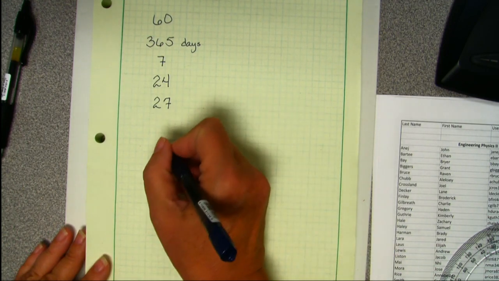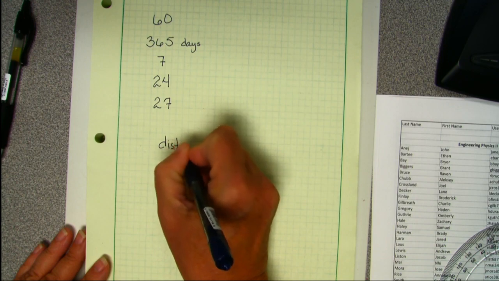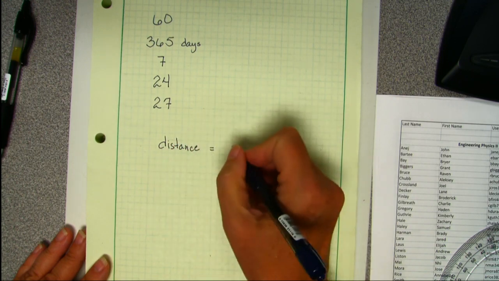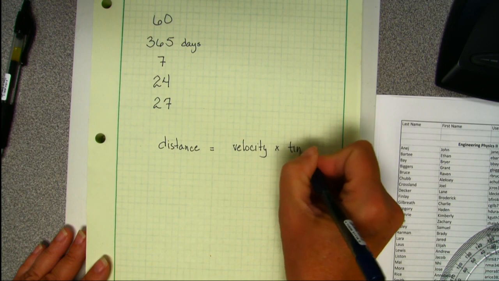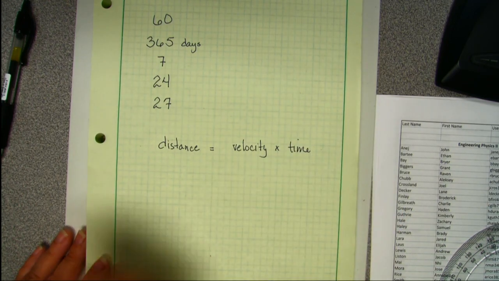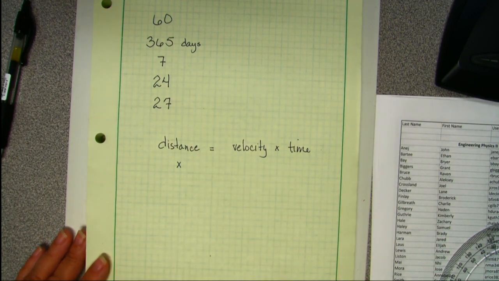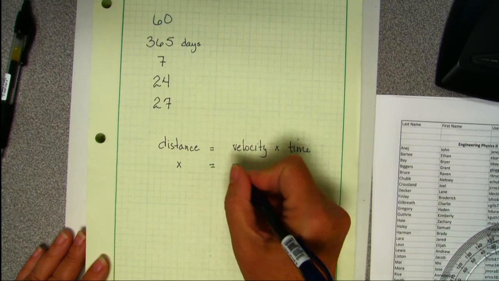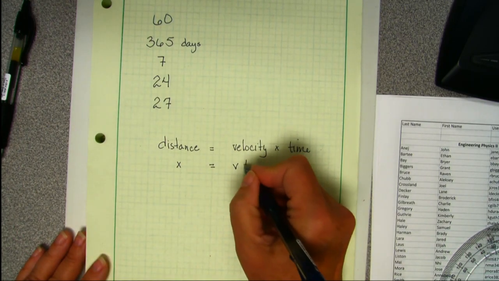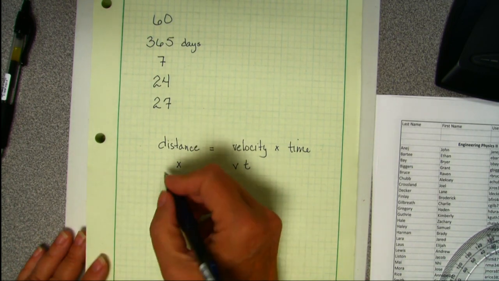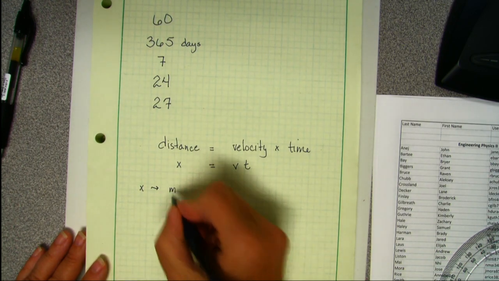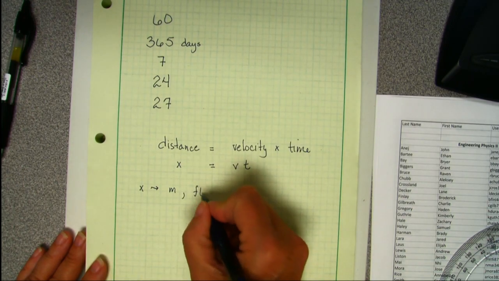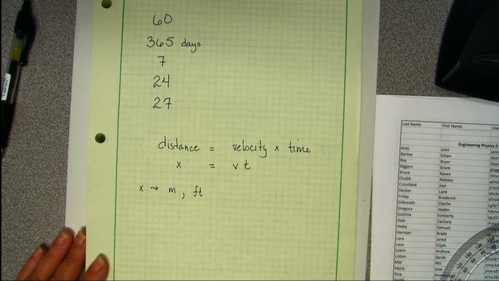So we're going to say distance is equal to velocity times time. And if I use distance, typically in physics we're going to use x to represent distance or y to represent distance. Velocity we're going to use v, and time we're going to use a t. Well, if I'm using units of distance, if I'm in the metric system, that's going to be meters. If I'm in the English system, that's going to be feet. But it could also be kilometers. It also could be miles. It could be a variety of different things.